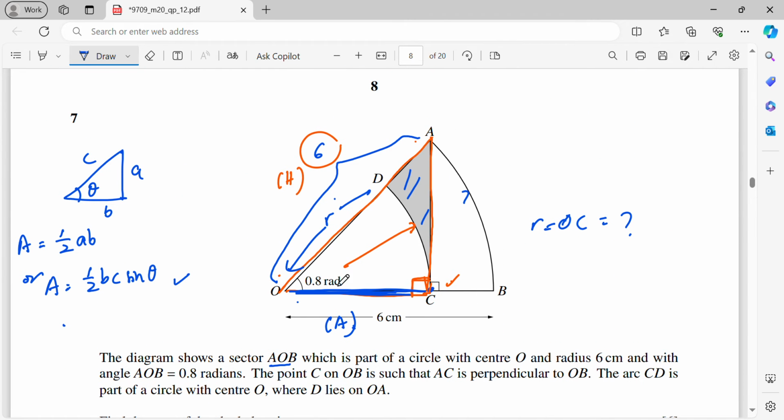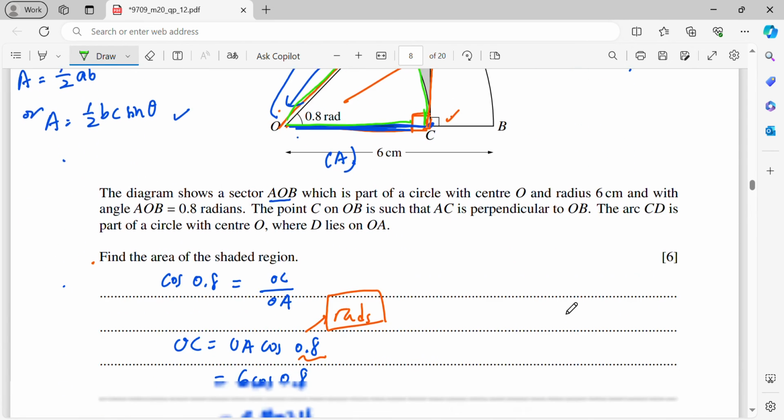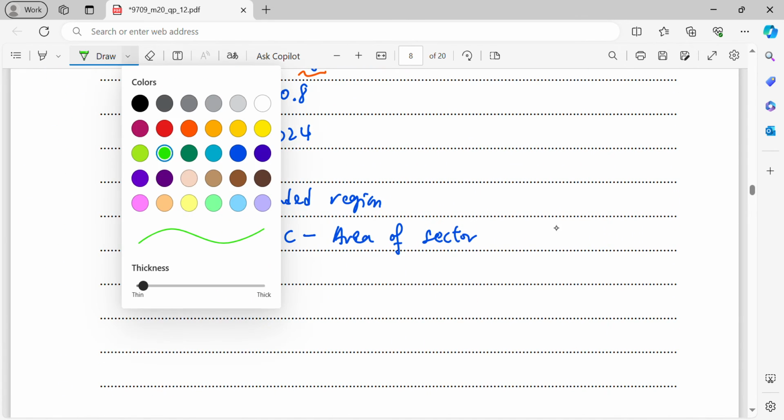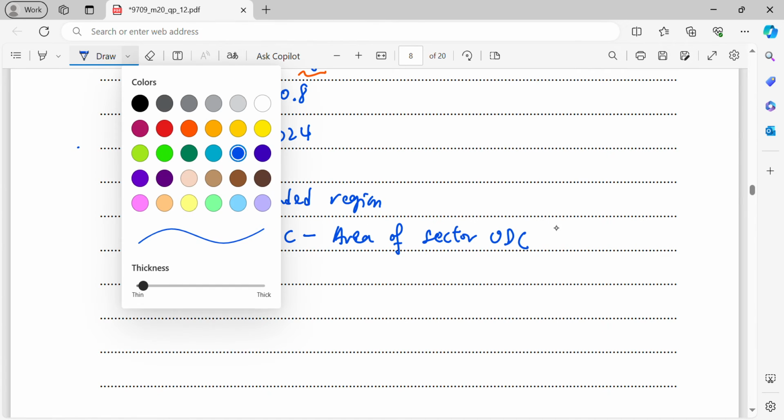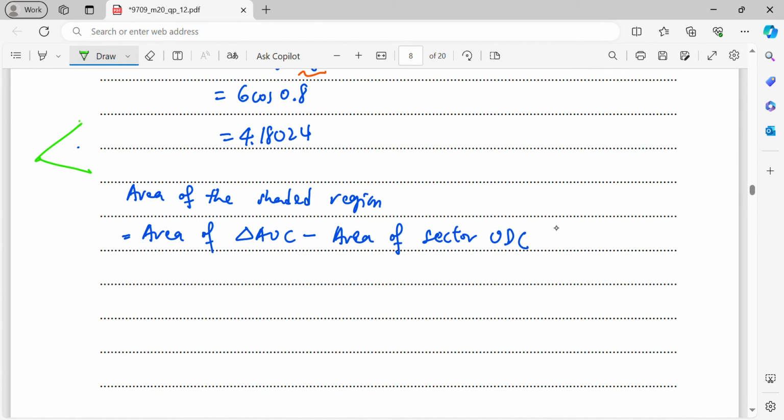Area of sector ODC. Okay, this minus this sector, so ODC. Now for your info, if it is a sector, the radius is r, angle is theta. So the area is basically half r squared theta.